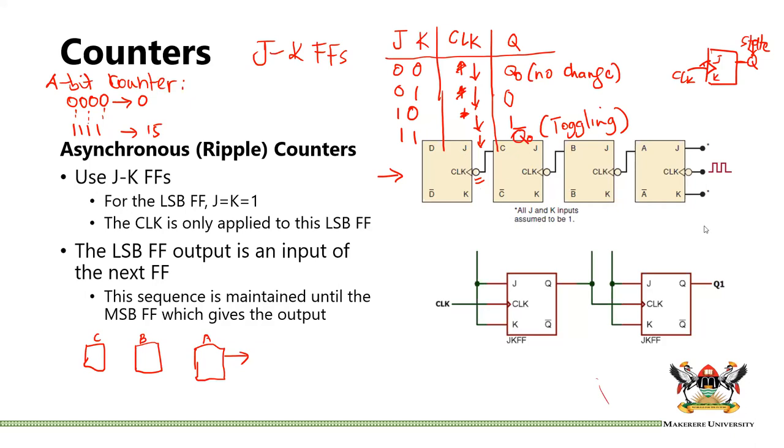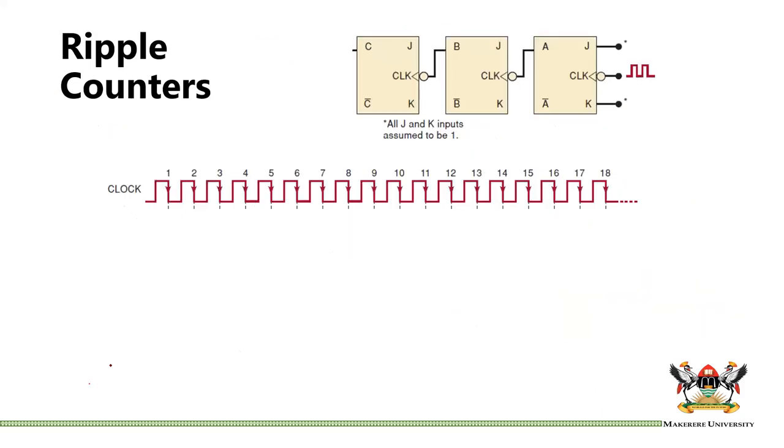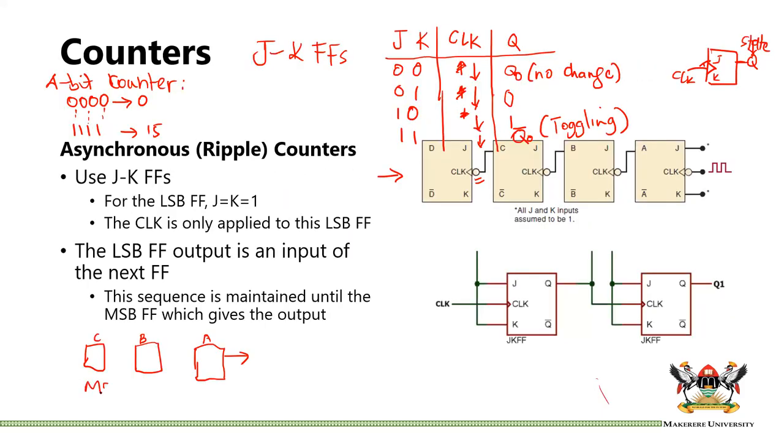What we really want is to make sure, remember that when we are counting, we need to consider that the most significant bit is on one side and the least significant bit is on one side. Now, usually the least significant bit is to the right and the most significant bit to the left, which is why we now arrange our flip-flops from right to left. So this A is the least significant bit and this D is the most significant bit.